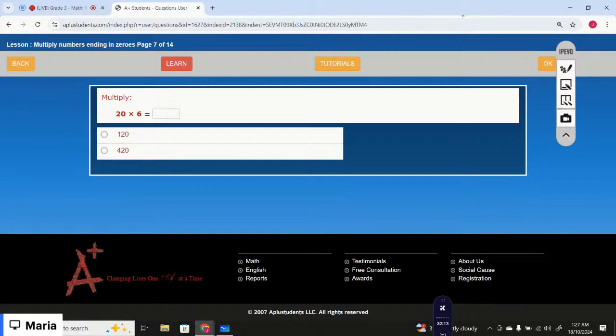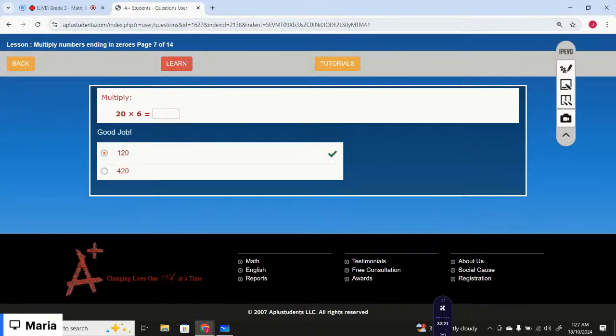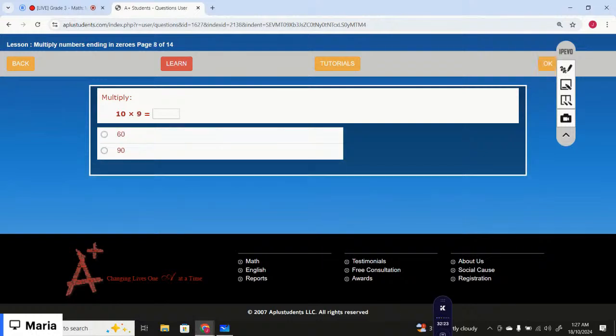That is 120. 6 times 2 is 12. How 420? 6 times 2 is 12. You need to add a 0 that makes it 120.